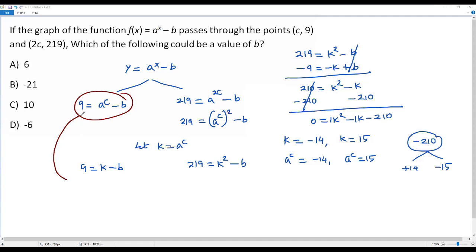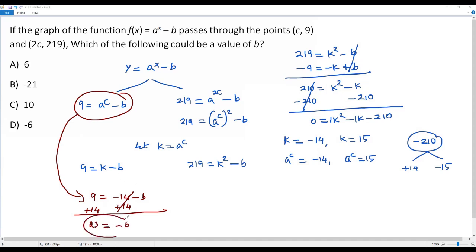Now in this first equation, what we have to do is plug in the value for this a to the power of c. Let me use the first value of a to the power of c, that is negative 14. Then I'm getting 9 equals negative 14 minus b. Okay, let me add 14 to both sides. When I add 14 to both sides, negative 14 and positive 14 will cancel. When I combine 9 and positive 14, I'm getting positive 23. On the right side, we get negative b. Here I got the value of negative b, that is 23.